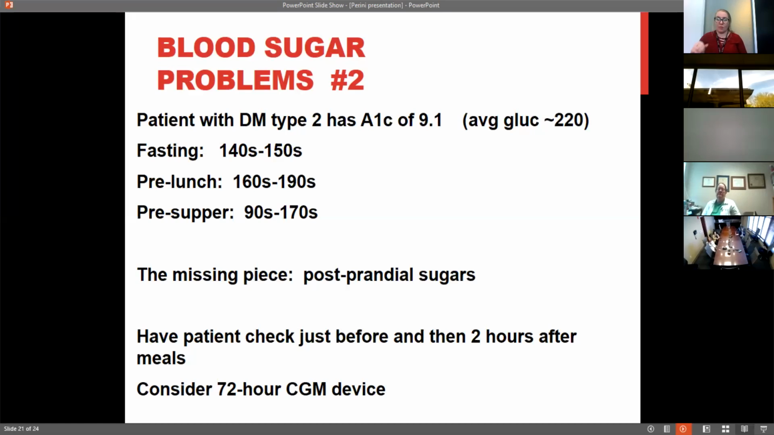And it can help you get a sense of what times of day are their sugars extra problematic. And it can help you troubleshoot in terms of prescribing their insulins or their pills. Are they mostly high overnight, or are they really low in the afternoons? So it's very helpful. And that's that. Next slide, please.